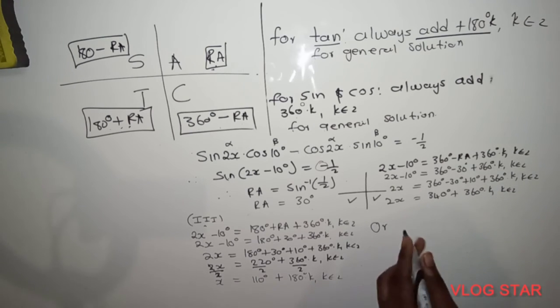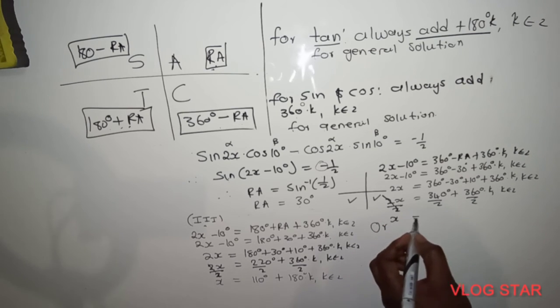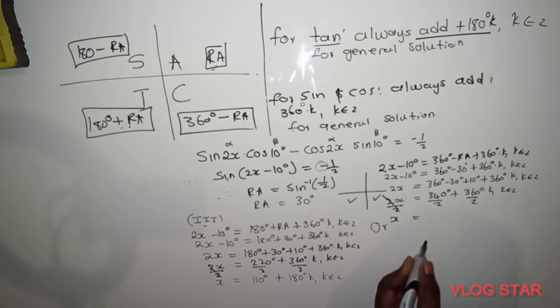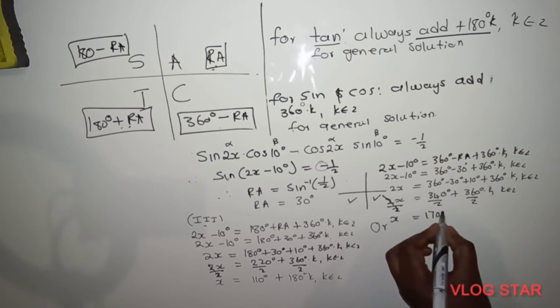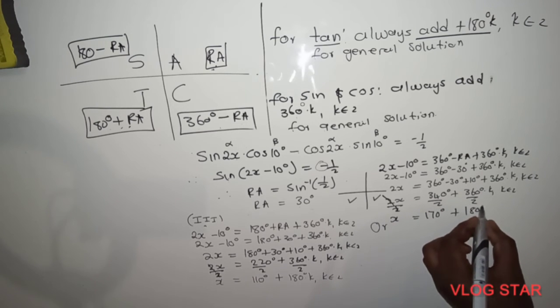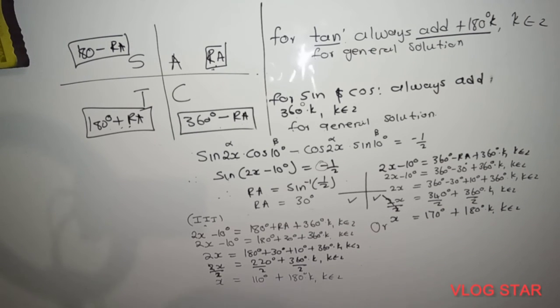k ∈ Z. Now we have to divide both sides by 2 to get the value of x, or our solutions at the end. 340 divided by 2, obviously, I'm going to get 170 degrees. 360 divided by 2, still 180 degrees dot k, k ∈ Z. Now, this is the general solution for this particular equation that you are seeing here, guys. There's nothing much here when it comes to this general solution.